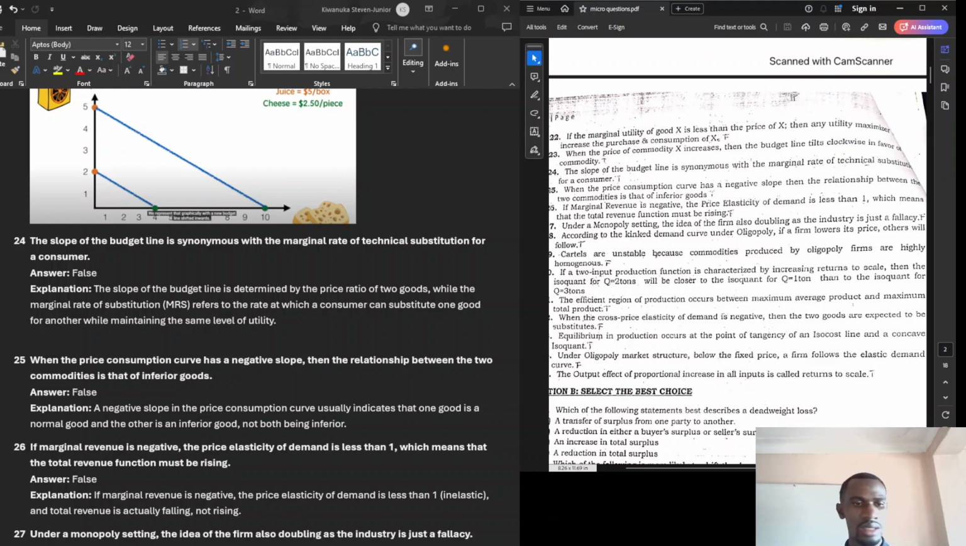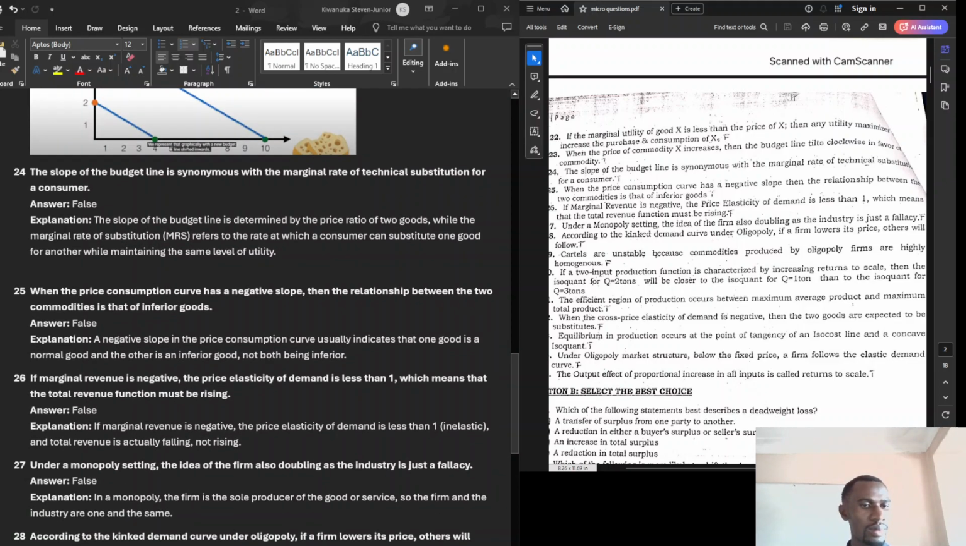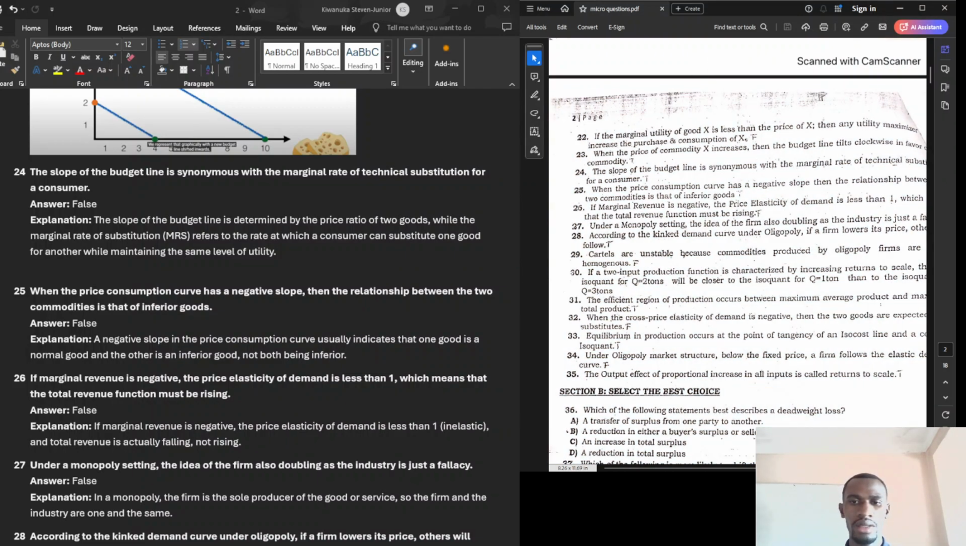That is it, 27. In monopoly, the farm is the sole producer of the good or service. So the farm and the industry are the same. Then we come to number 28.